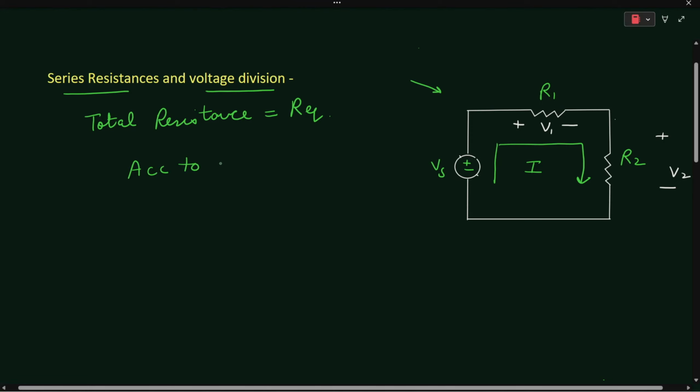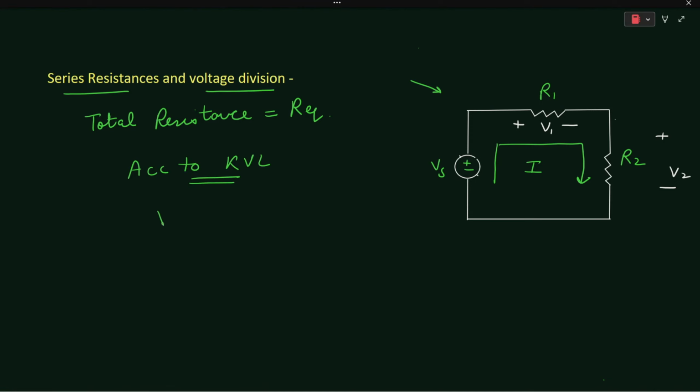According to KVL, Kirchhoff's voltage law, Vs minus V1 minus V2 will be equal to 0, okay. So negative sign is applied to V1 and V2 because the current I is moving from the positive terminal towards the negative terminal, okay. So there is a potential drop over here. So this means Vs will be equal to V1 plus V2.